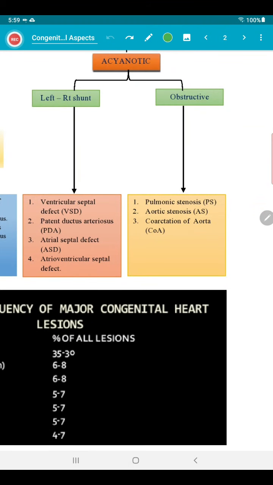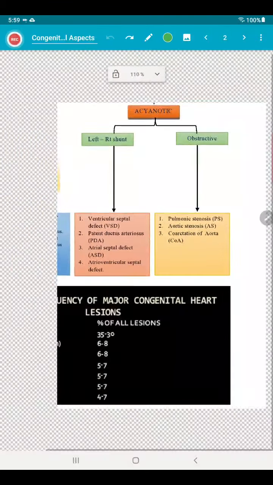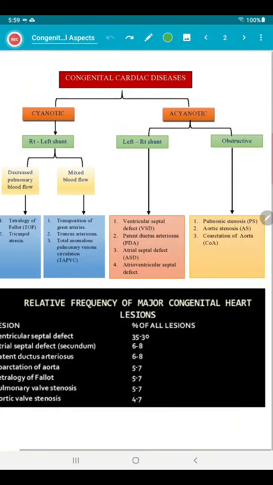Now, what is the obstructive variety? Pulmonary stenosis, where the pulmonary valves are stenosed, as in tricuspid stenosis that we just went through. Aortic stenosis, stenosis of the semilunar valve of the aorta. Coarctation of the aorta, coarctation meaning narrowing of the aorta. So these three are obstructive. This is the synopsis of congenital heart disease.